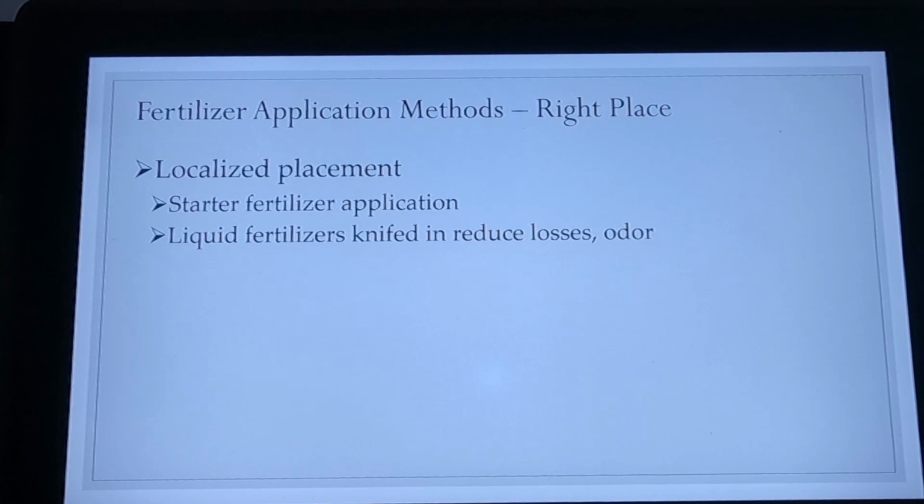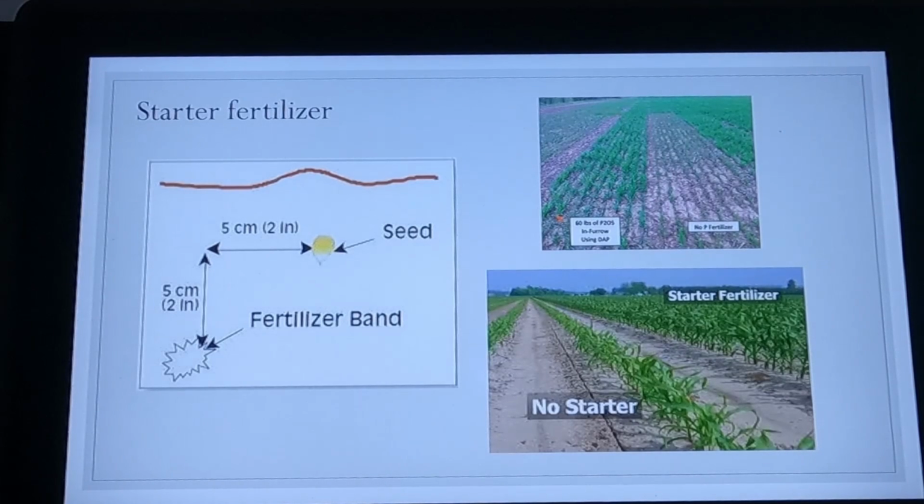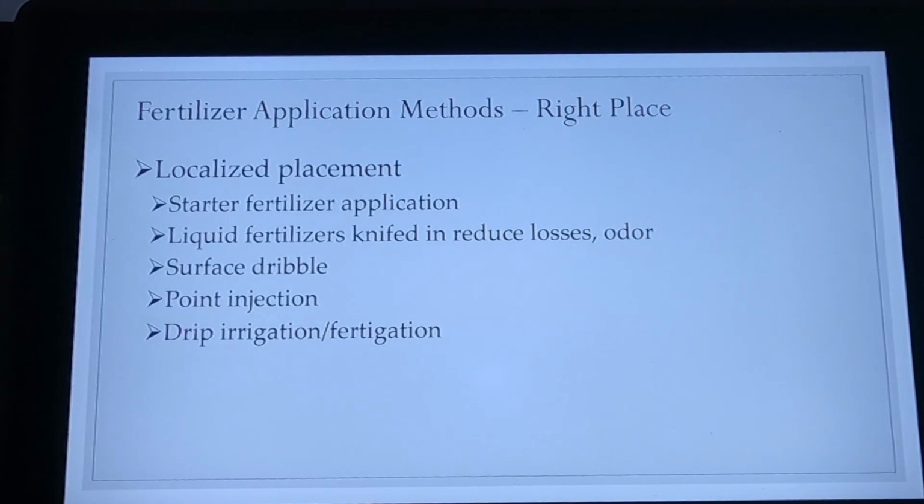This localized placement is typically like a starter fertilizer application. We knife that fertilizer into the soil so that we don't have those losses from being exposed to the environment. We got a few different types: surface dribble, point injection, drip irrigation, or fertigation. Not that these are going to be big test questions, just that these are some options for localized placement.